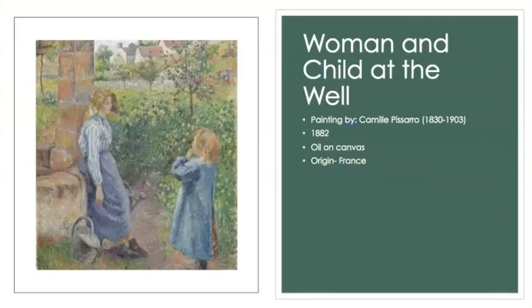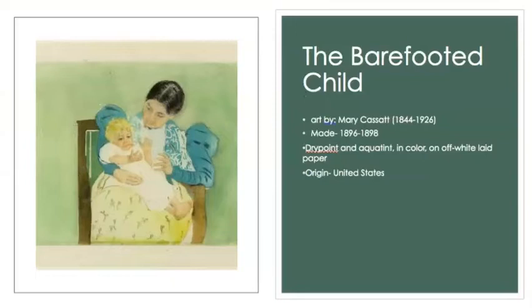The fourth painting I chose is Woman and Child at the Well. It's a painting by Camille Pissarro. It was painted in 1882. It's an oil on canvas, and its origin is France. One of the things I really like about this painting is how when we're younger, we have a tendency to spend more time outside just because it lets our imagination run free, and in this painting, there is a child in the outdoors.